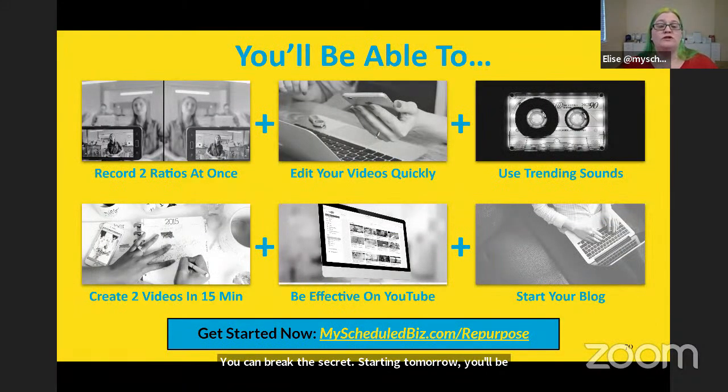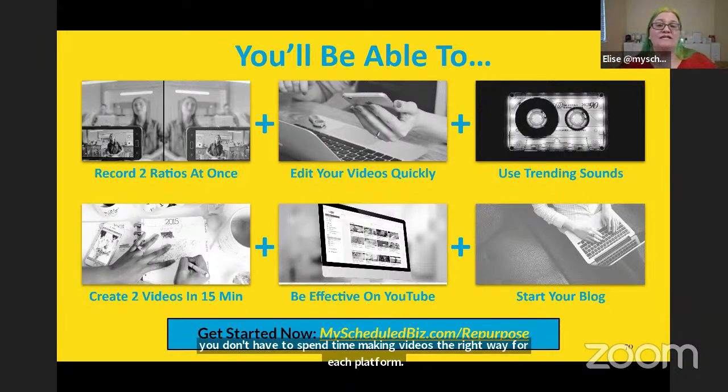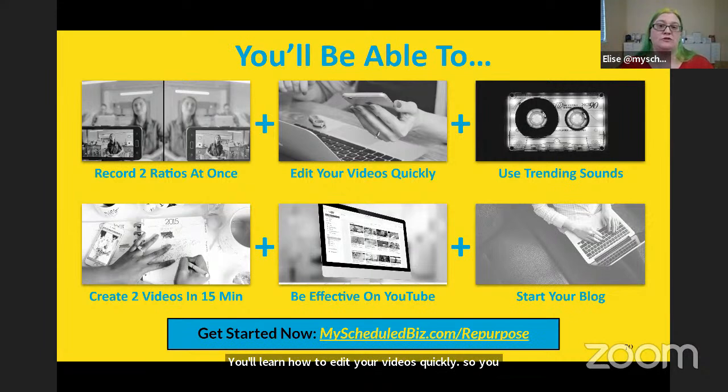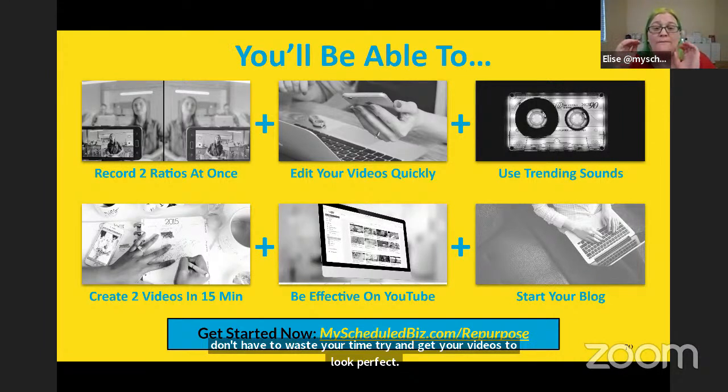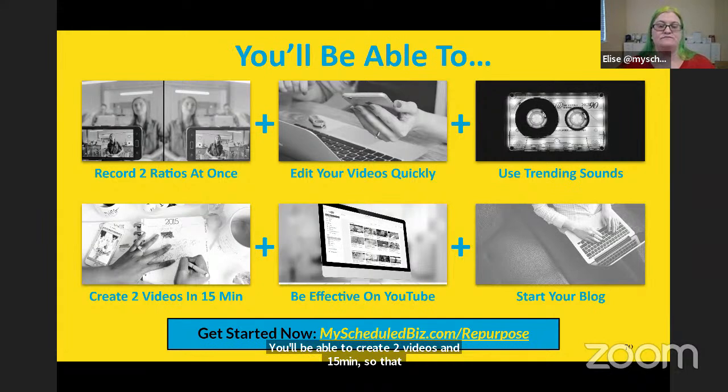You'll be able to record 2 ratios at once, meaning vertical video and horizontal, so that you don't have to spend time making videos the right way for each platform. You'll learn how to edit your videos quickly so that you don't have to waste your time trying to get your videos to look perfect. You'll learn how to use trending sounds so that you can ride those about to go viral videos all the way to virality where you can reach more of your people. You'll be able to create 2 videos in 15 minutes so that you can be posting consistently online and getting more traffic to your website.